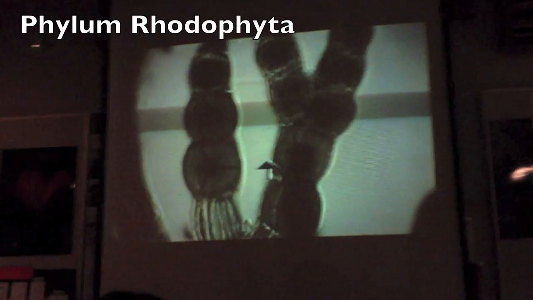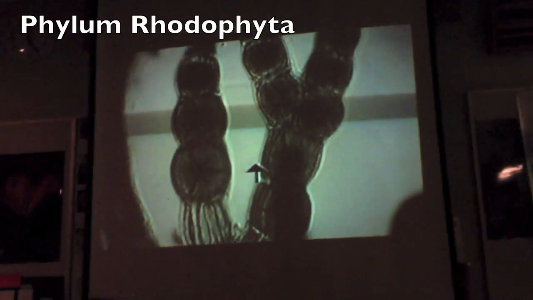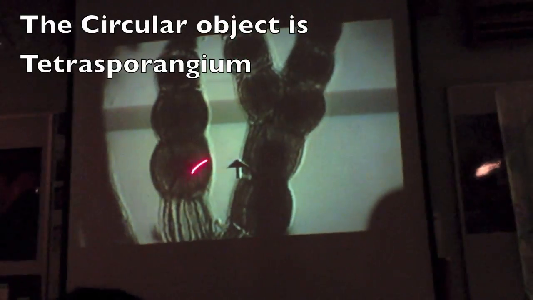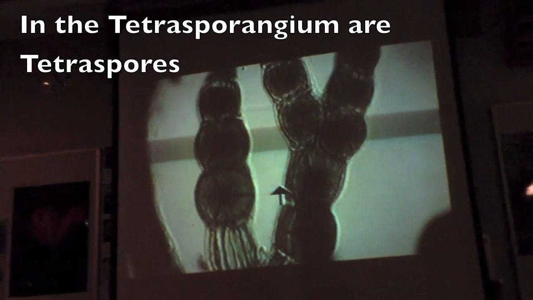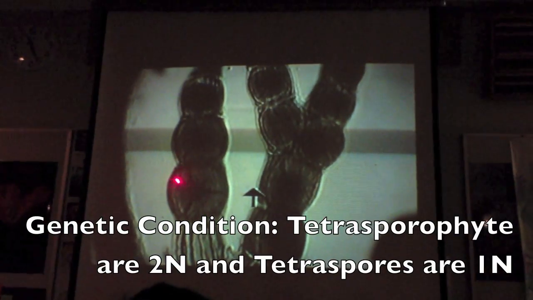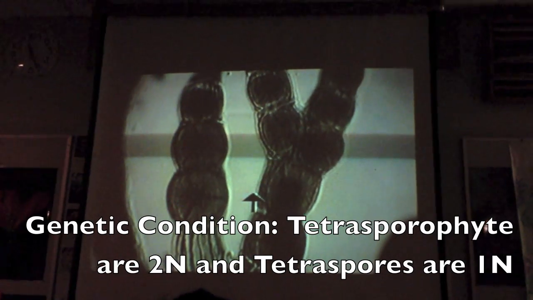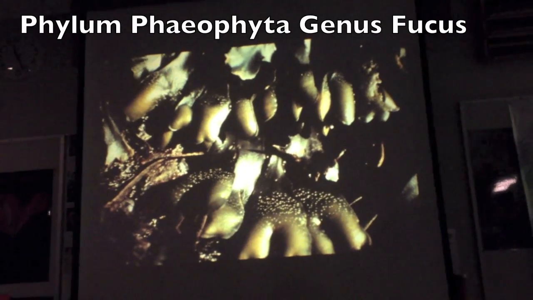Tetrasporophyte. What phylum? Rhodophyta. So you know tetrasporophyte, tetrasporangium, tetraspore. When I ask you about the genetic condition of these cells, and you say, what do you mean? I said 1N or 2N. Genus? Fucus. Yeah, Phaeophyta again.